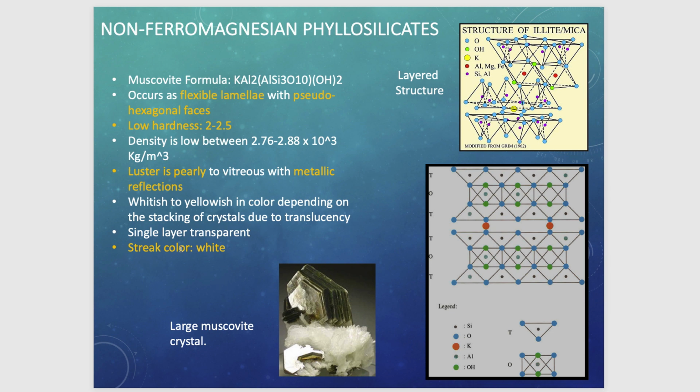Other aspects, the streak color can be white or light green. Usually the muscovite is different in streak compared to biotite. Biotite tends to have a much darker streak. So that can be helpful, although in some cases it cannot be. They can be very similar, but sometimes the muscovite will have a white streak, and it's easy, if that's the case, to distinguish it from biotite.